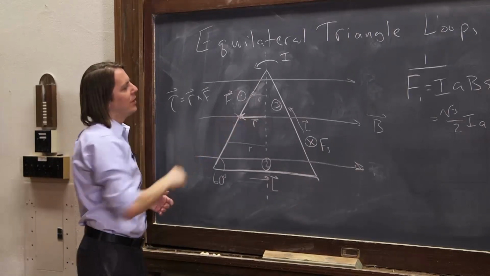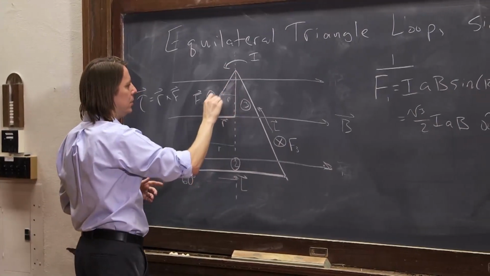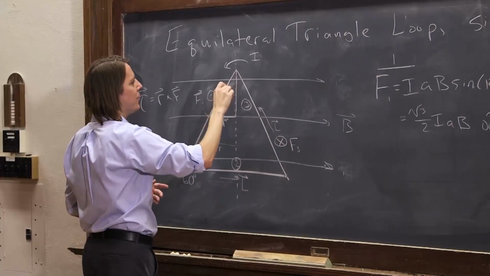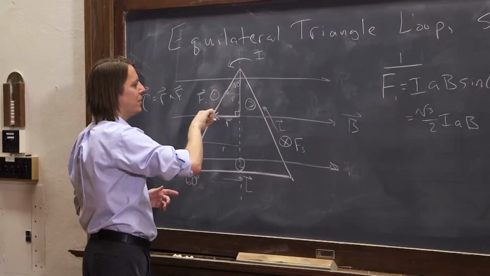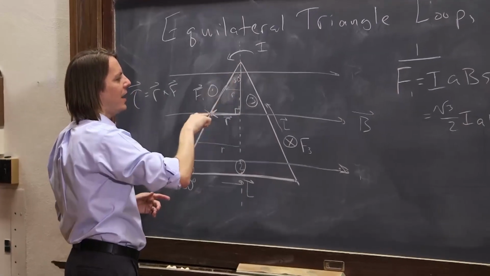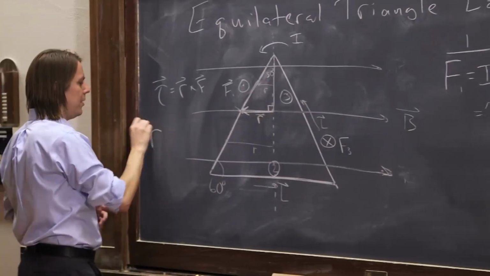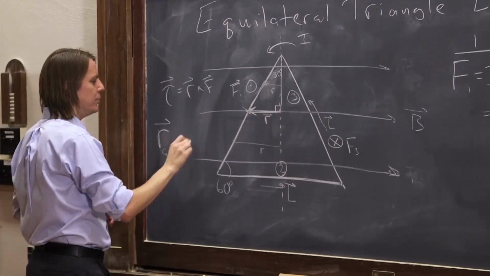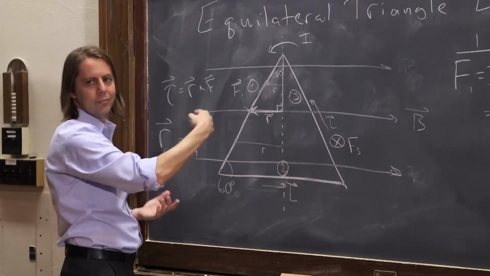Okay, so what is that radius vector? Well, this is a right triangle here. This is now 30 degrees. This is 90, and this is A over 2. So the sine of 30 is a half, so this is A over 4. Okay, so the r average vector we're going to use has magnitude A over 4, and it's to the left.